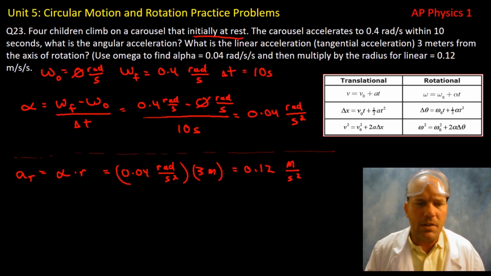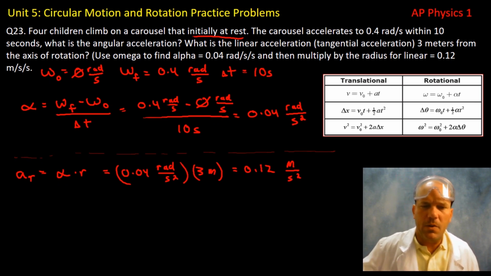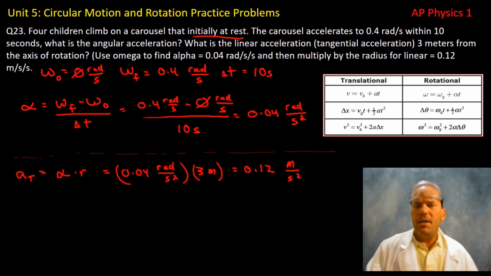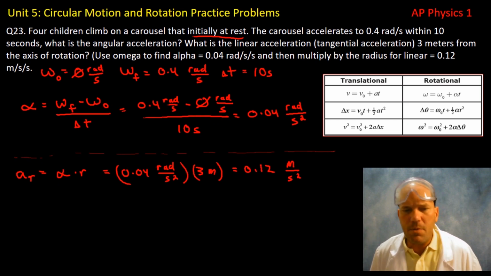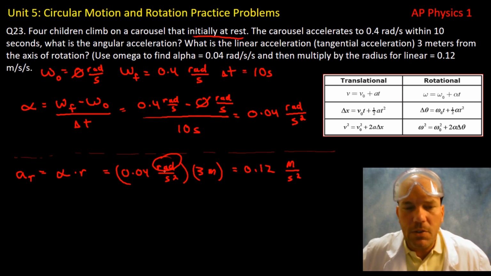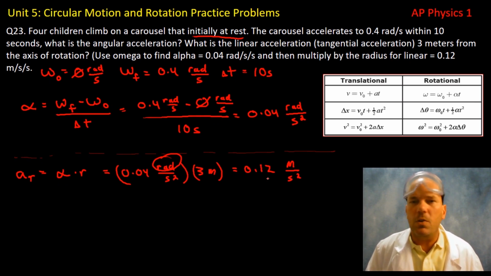We found the angular acceleration in part 1. We're given the radius, or the distance from the axis of rotation, so we can simply multiply this out. Now you might say, what happened to radians? Radians is a placeholder. We drop the radians, we pick up meters to get base SI units for linear or translational acceleration.